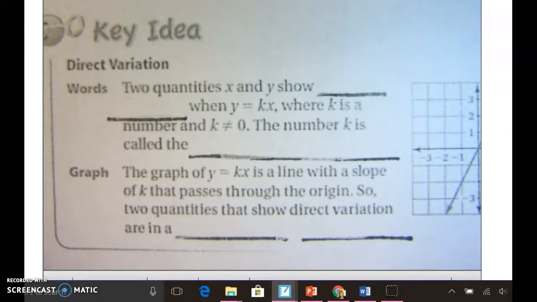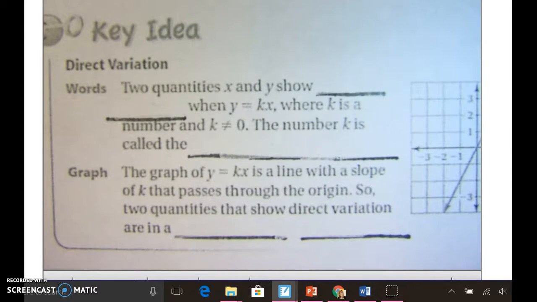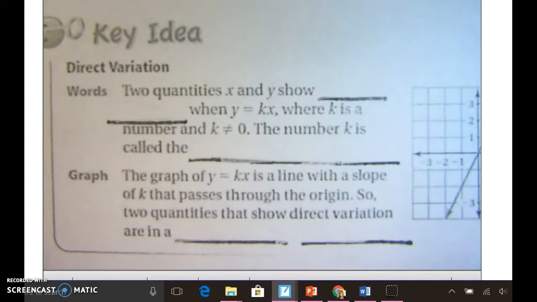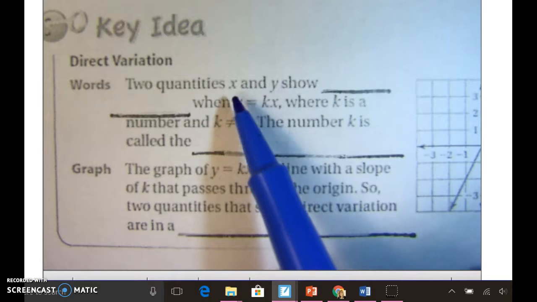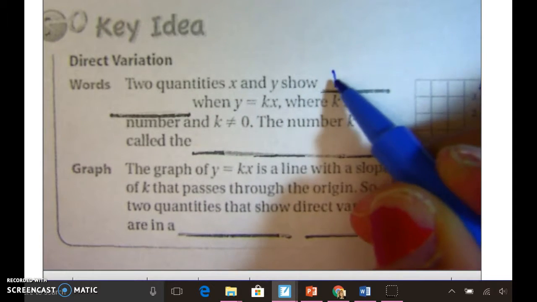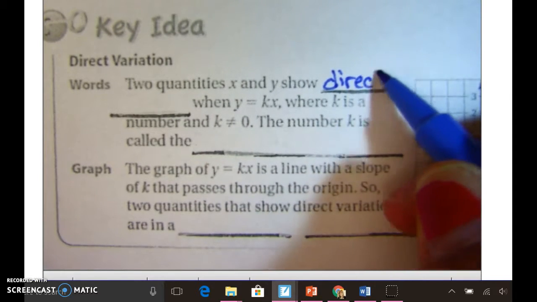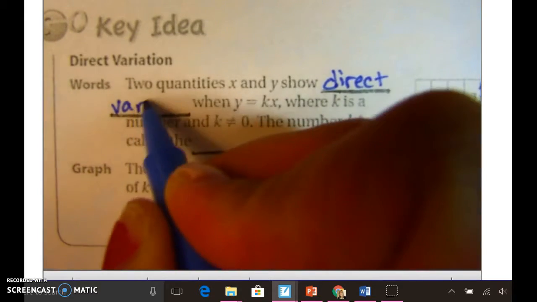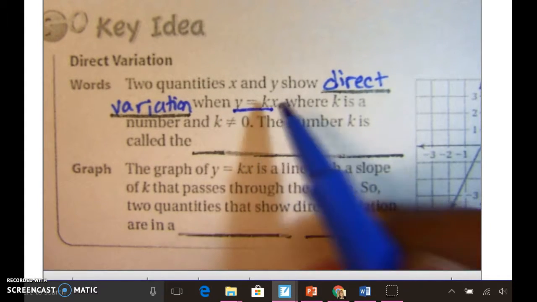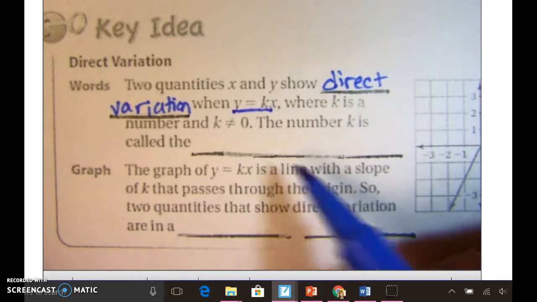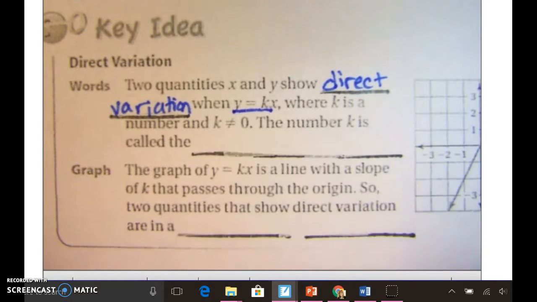So we're still studying proportional relationships. We talked about scale drawings and scale factors with our shrinky things, but this is a different type of proportional relationship. It's called direct variation. So two quantities, x and y, show direct variation when y equals k times x, where k is a number and k does not equal 0.